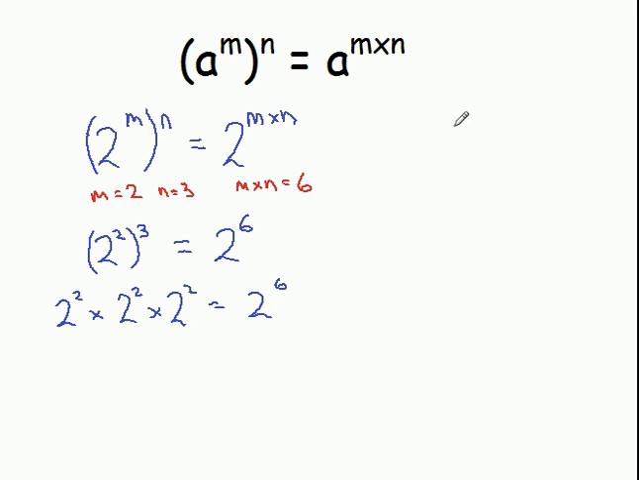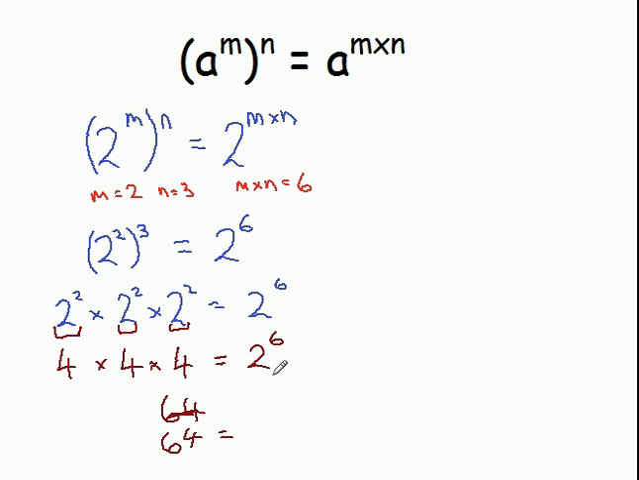Now I'm going to change colour here because I want to make it a bit clearer. 2 to the power of 2 is 2 times 2, which is 4. Now this is also 2 times 2, which is 4. And this also, 2 2's multiplied together, 4. So this is the same as 4 times 4 times 4 equals 2 to the power of 6. Now 4 times 4 is 16, 16 times 4 is 64. Okay.